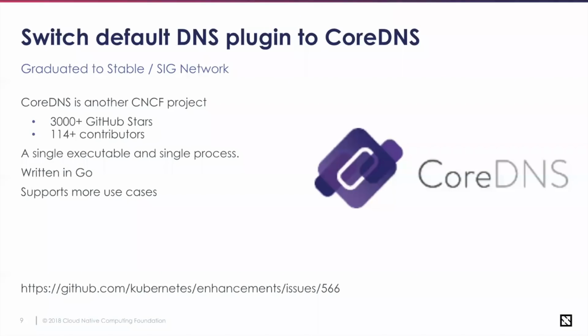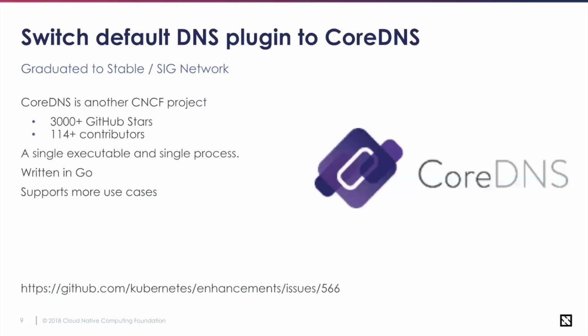CoreDNS, if you are unaware, is a CNCF project. It currently has over 3,000 GitHub stars, over 114 contributors, and it has some unique features such as being able to listen to DNS requests over gRPC. The DNS role inside of Kubernetes is to do internal name resolution between nodes and pods. CoreDNS has a few other benefits as well.